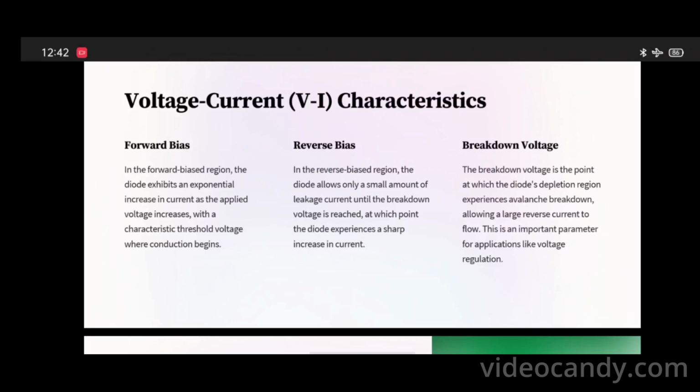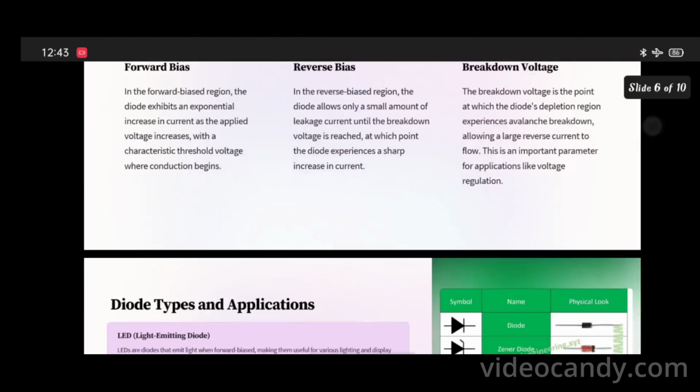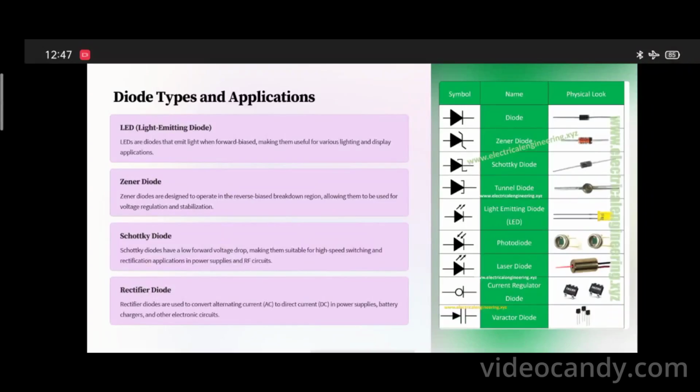Breakdown voltage. The breakdown voltage is the point at which the diode's depletion region experiences avalanche breakdown, allowing a large reverse current to flow. This is an important parameter for applications like voltage regulation.